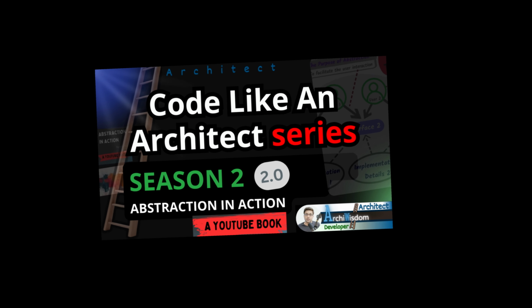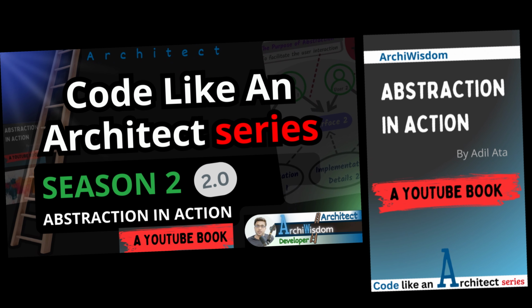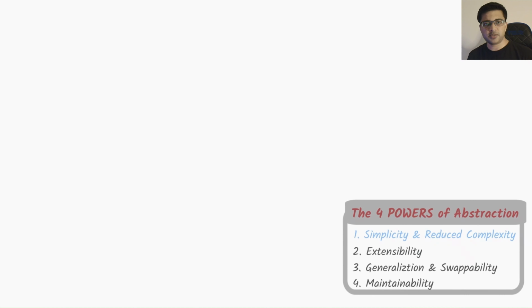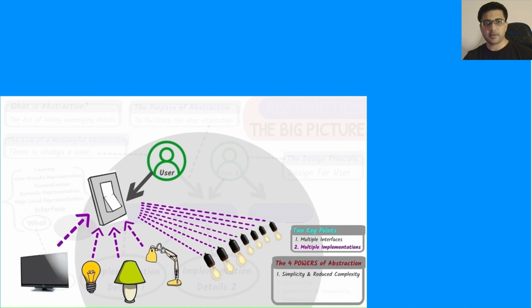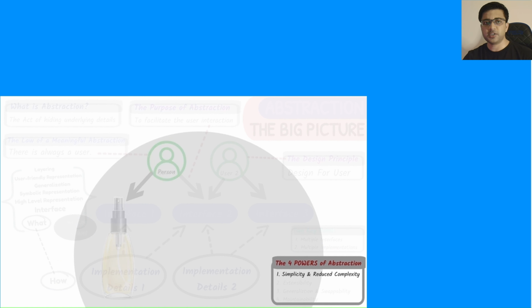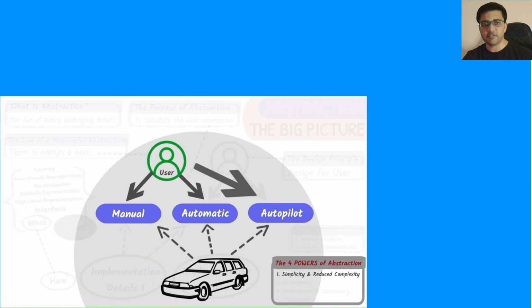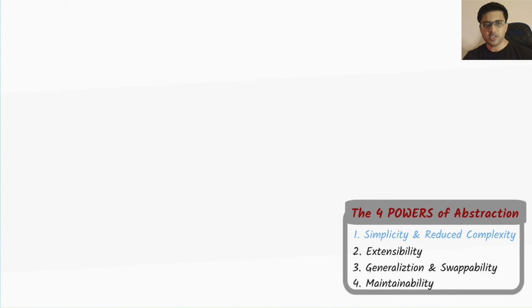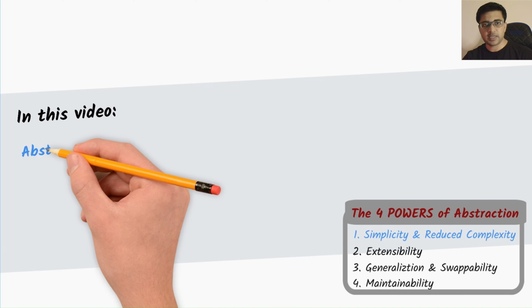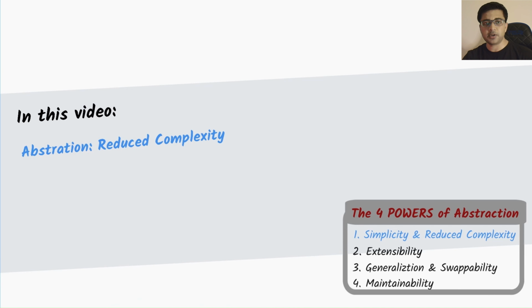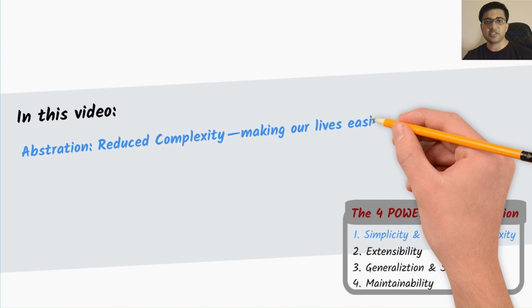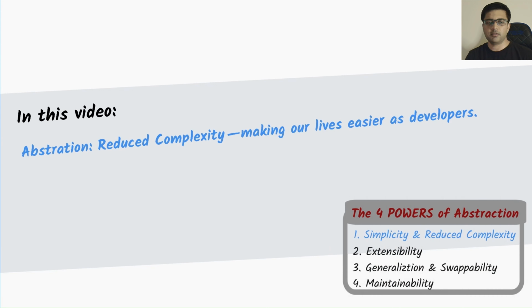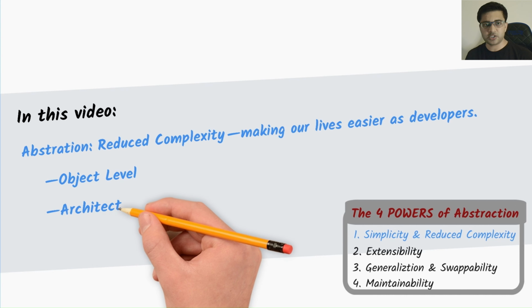Season 2 of the Code Like an Architect series, Abstraction in Action. One of the major benefits of abstraction is reduced complexity. In our 100 real life examples of abstraction, we already saw how abstraction makes things simpler for us in everyday life and removes a lot of unnecessary complexity. In this video, we will see how abstraction helps in reducing complexity in programming as well, making our lives easier as developers. We will see this at the object level and also at the architecture level.